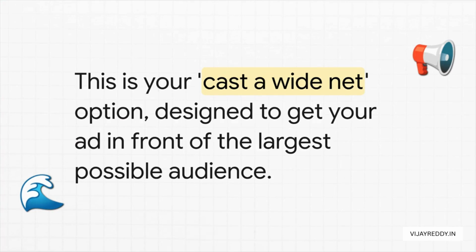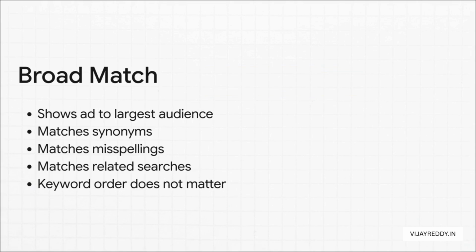First up, we have broad match. And you know, the name kind of says it all. This is your cast a super wide net option. It's designed to get your ad in front of the largest possible audience. When you choose broad match, you're basically giving Google maximum flexibility. You're saying, go for it. It'll show your ad for synonyms, for misspellings, and even for searches it just thinks are related to your keyword. The order of the words doesn't matter at all. This means you get maximum exposure, for sure, but that huge reach comes with a pretty significant trade-off in control.